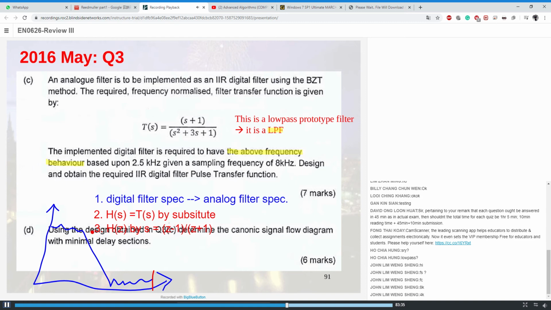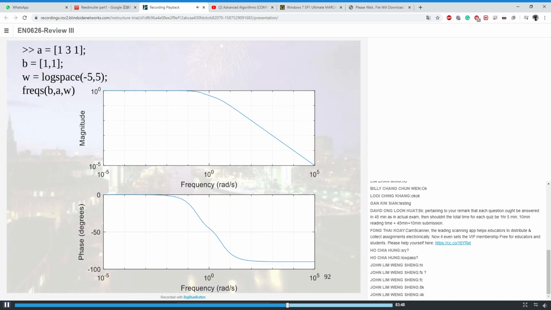Then the next one is, based on whatever you have, you try to obtain your canonic form, in a signal flow diagram with the minimum delay sections. These are some of the segments. This one does nothing much. We try to demonstrate to you the Butterworth prototype.